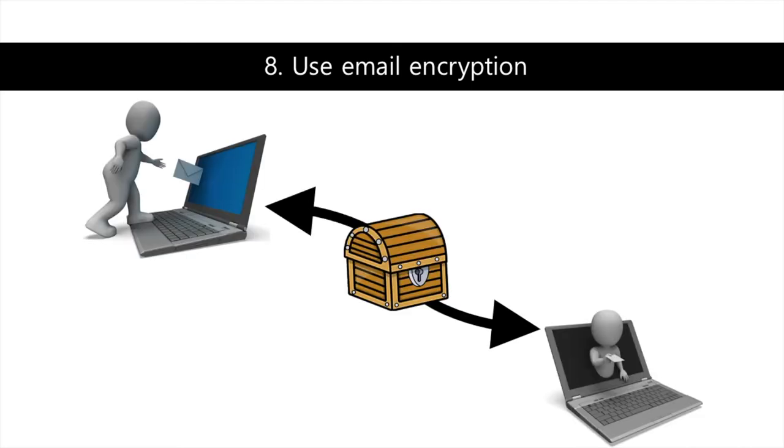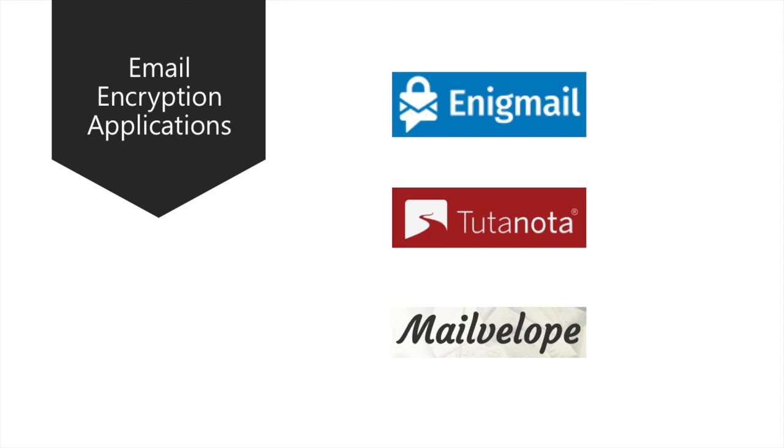8. Use email encryption. If you want to increase your email security and protect your email communications, consider email encryption. Encrypting your emails is equivalent to putting your message into a lockable box that only the intended recipient of the email can open to read it. EnigMail, Tutanota, and Mailvelope are the most widely used applications for encrypting email. See the link to a tutorial for setting up email encryption in the description box below.